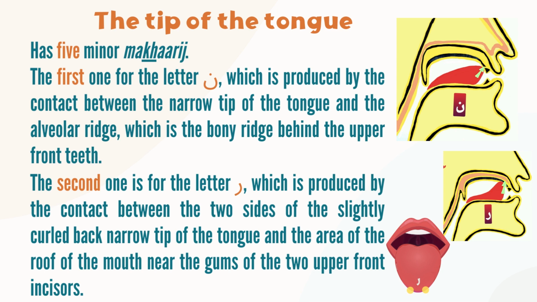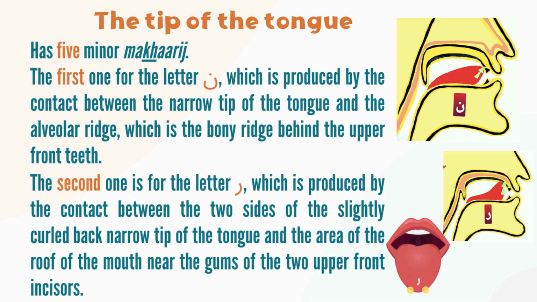Now we are in the tip of the tongue. This area has 5 minor makharij. The first one is for the letter nun, which is produced by the contact between the narrow tip of the tongue and the alveolar ridge, which is the bony ridge behind the upper front teeth. An, an, an.